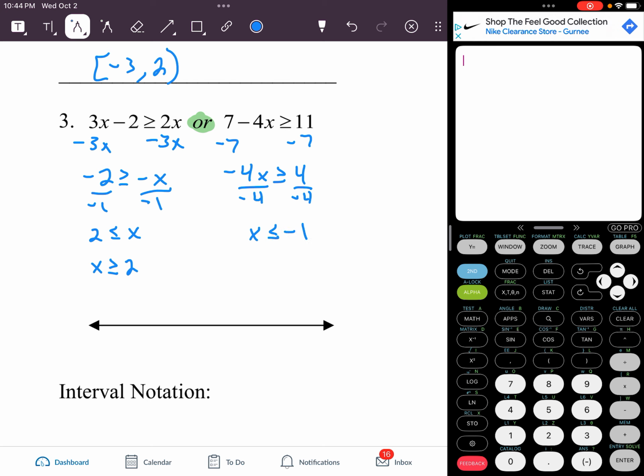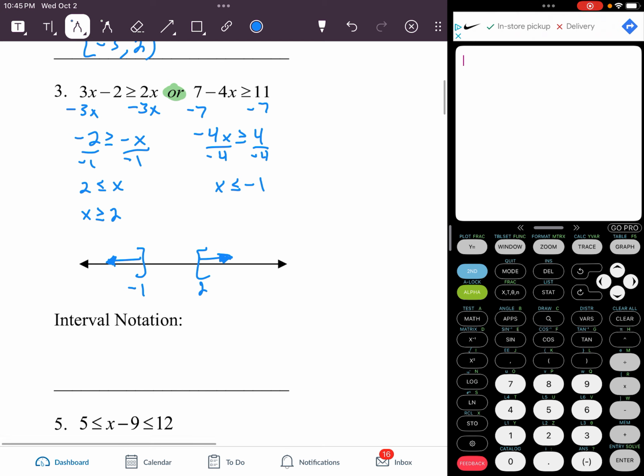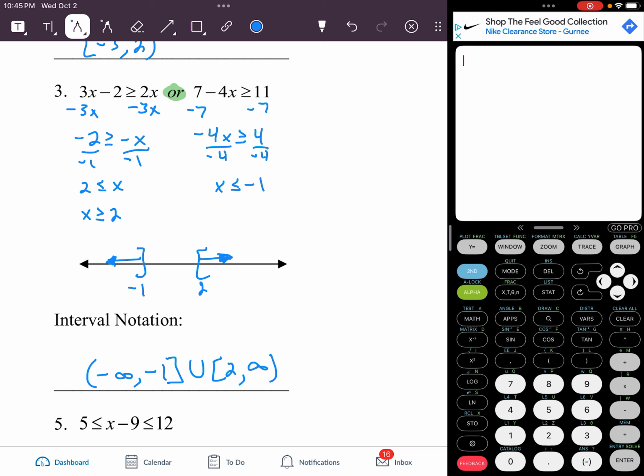Okay, so now we have a bracket at -1 going to the left, a bracket at +2 going to the right. And because this is an or, that's fine. So I'll have a parentheses at -infinity to -1 with a bracket, a break, a bracket at 2 to infinity, and parentheses.